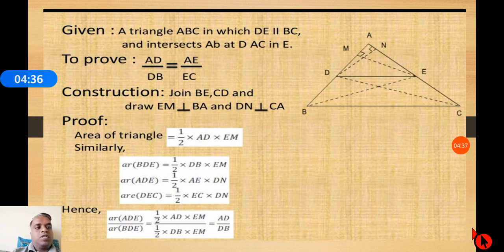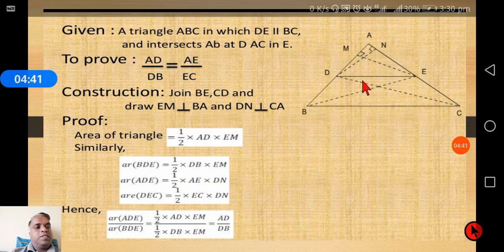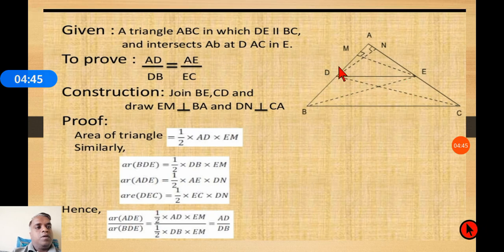So, next we move to the construction. Join BE and CD. BE means from B to E and from C to D. Draw EM perpendicular to BA, DN perpendicular to CA. That is the construction. From this construction we have to prove it. Proof.